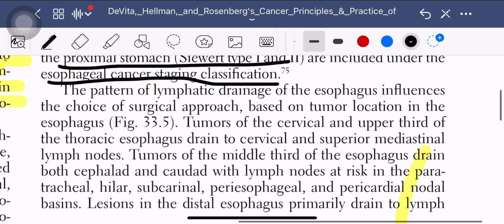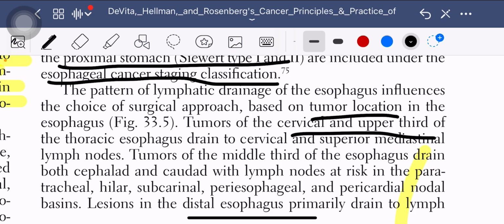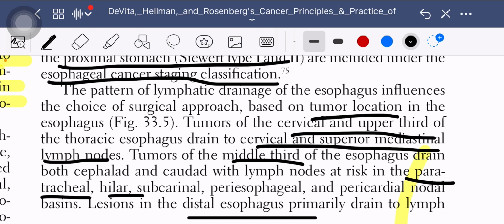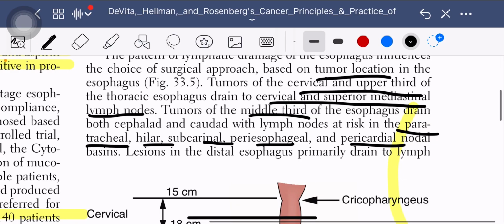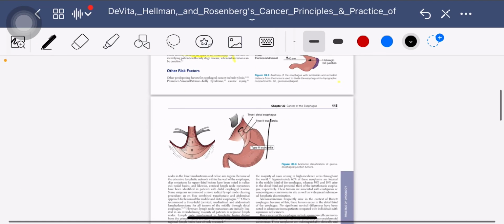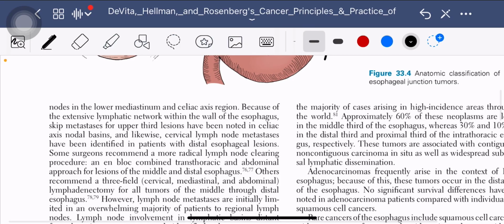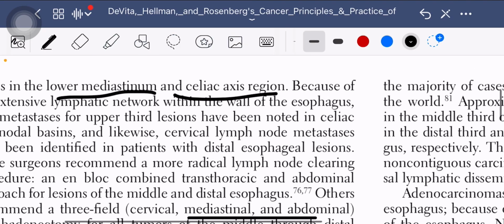The pattern of lymphatic drainage of the esophagus guides the surgical approach based on tumor location. Tumors of the cervical and upper third esophagus drain into the cervical and superior mediastinal lymph nodes. Tumors of the middle third of the esophagus drain to both cephalad and caudal lymph nodes at risk: paratracheal, hilar, subcarinal, periesophageal, pericardial. And lesions in the distal esophagus primarily drain to nodes in the lower mediastinum and the celiac axis.